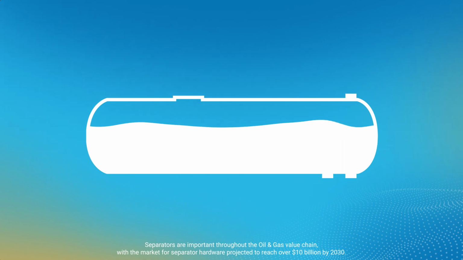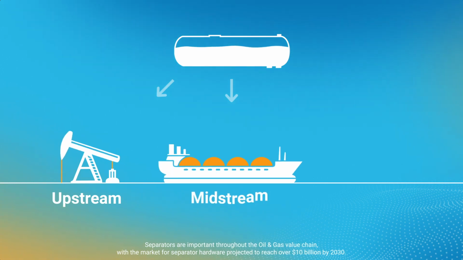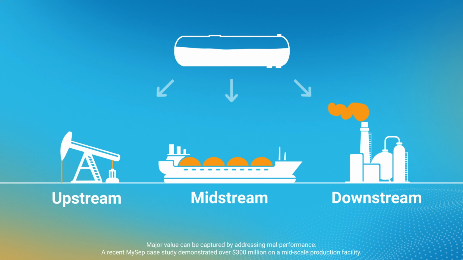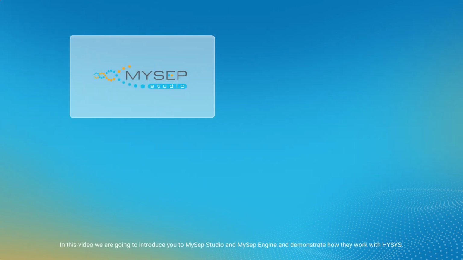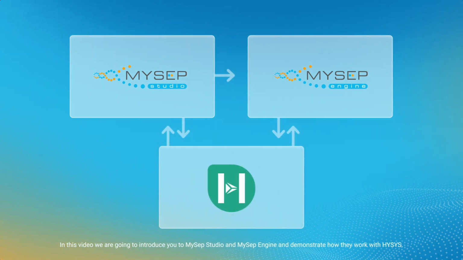Separators are important throughout the oil and gas value chain, with the market for separator hardware projected to reach over $10 billion by 2030. Major value can be captured by addressing malperformance. A recent MySep case study demonstrated over $300 million on a mid-scale production facility. In this video, we are going to introduce you to MySep Studio and MySep Engine and demonstrate how they work with HYSYS.